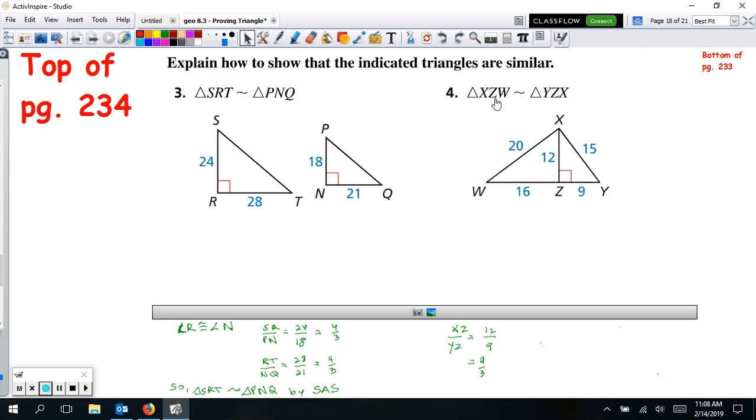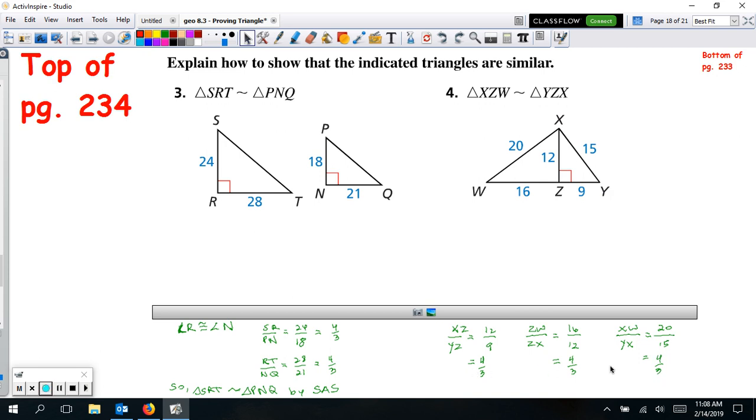Then we can also go to the next one, which is ZW over ZX. ZW is this one down here with 16, and ZX is the 12 again, so 16 over 12 also reduces to 4/3. And then the last one would be XW over YX, where XW is 20 and YX here is 15. 20 over 15 also reduces to 4/3.